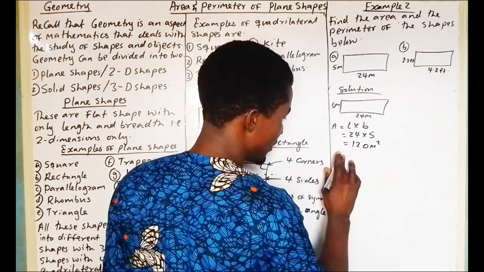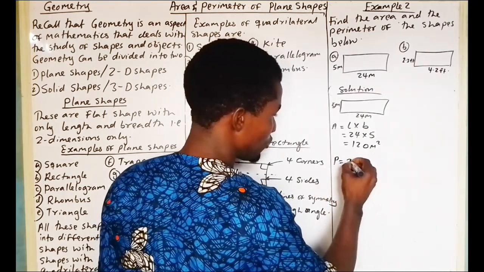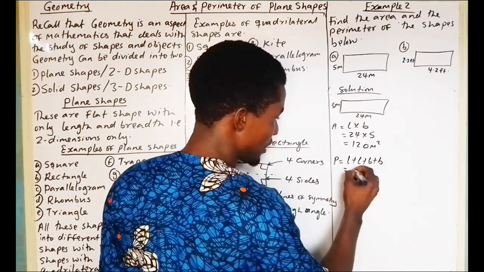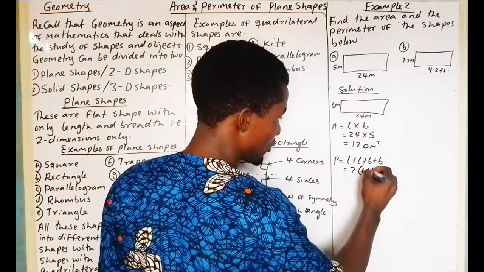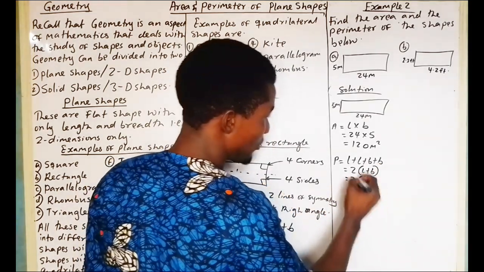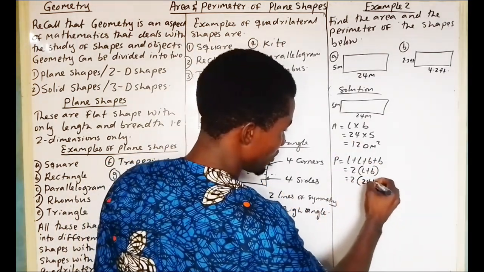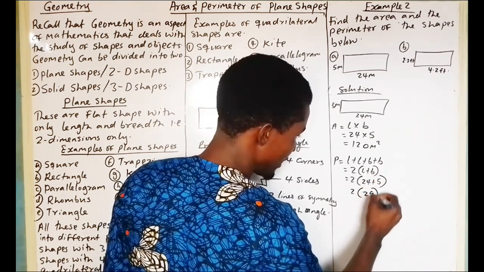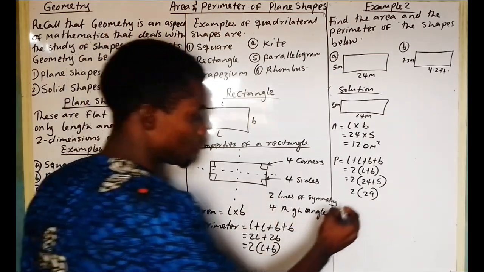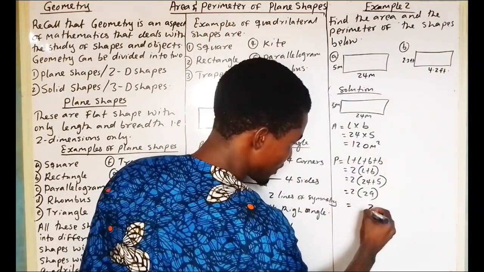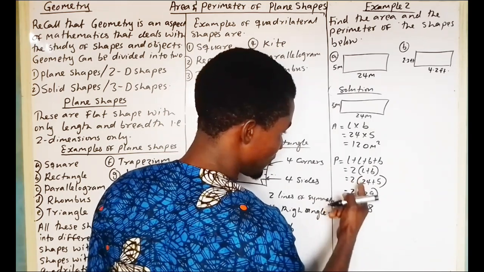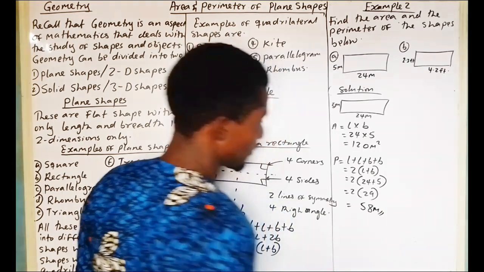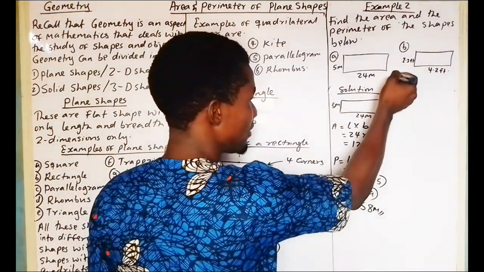And the perimeter equals length plus breadth plus length plus breadth, and I told you that you can write this as 2 open bracket L plus B. What is your L? It is 24. What is your B? It is 5. 24 plus 5 will give you 29. And 29 times 2 will give us what? 2 times 9 is 18. You keep your 1. 2 times 2, that's 4, plus 1, that's 5. So this gives us 58 meters. That's the perimeter of this first shape.